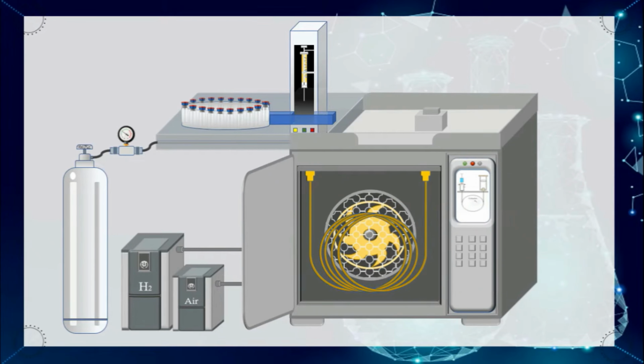Here is the detector, like a flame ionization detector, and here are the hydrogen and air generators, which will pass the sample into the column. And we can see here these are the vials and samples. This is the autosampler, which usually applies the sample automatically. And here is the overall working principle of gas chromatography.